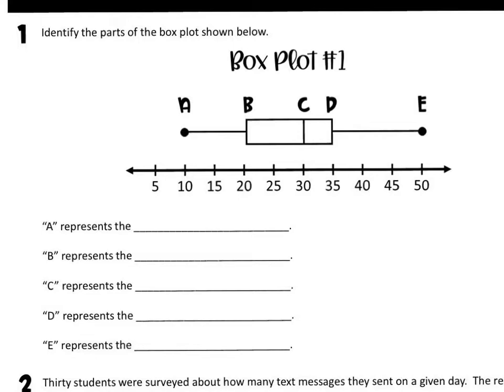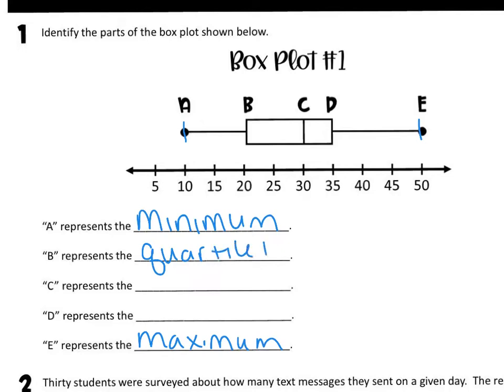So part A is the minimum. So that's the minimum. What do you think the maximum is? Yeah, it's E. So that's the maximum. If we're looking at a number line, logically, that makes sense. B represents quartile 1. C represents the median. And D represents quartile 3.